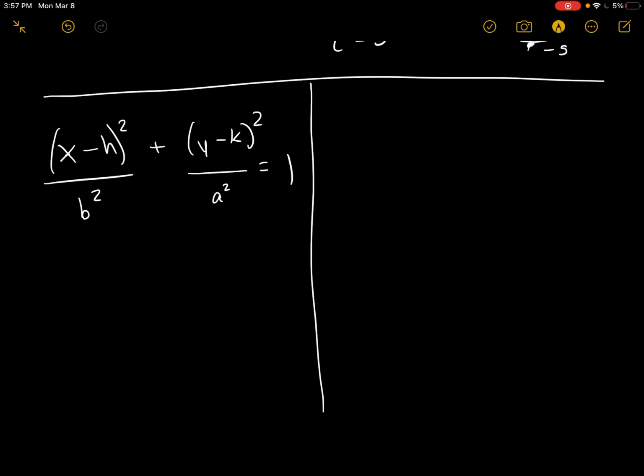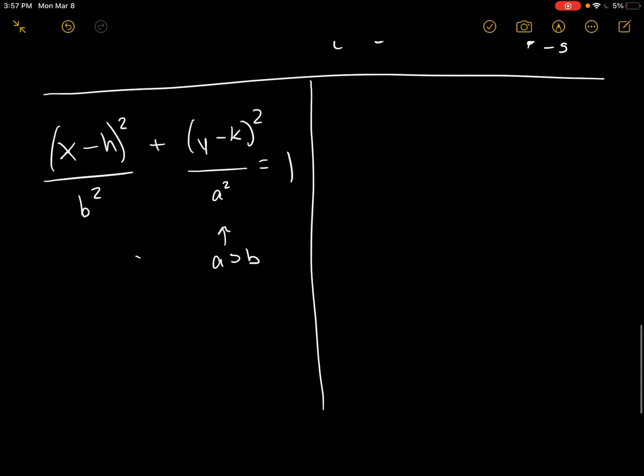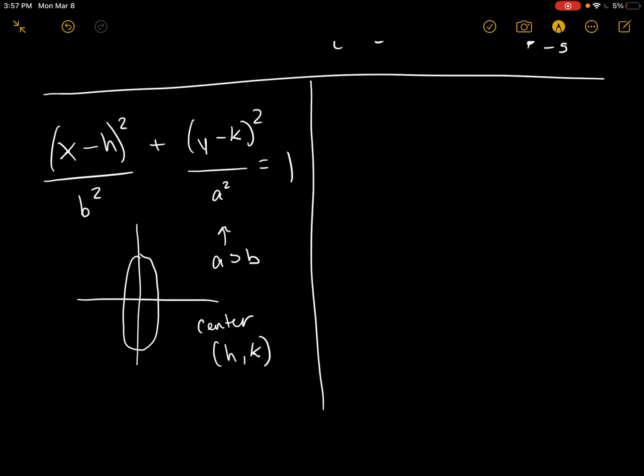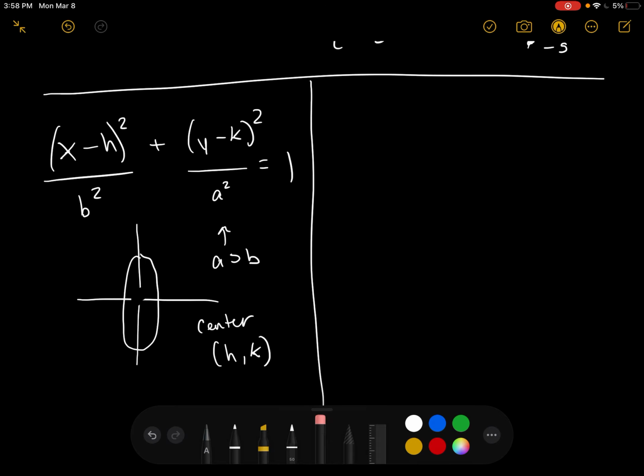The two different things that we're going to see here basically change what happens on the bottom. If we have our y term with the a on the bottom, remember that a is greater than b, that's going to mean this is an ellipse that is skinny and goes up and down. So that's going to be an example like this on the graph, except again, our center now is going to be at h comma k. Whatever the point directly in the middle of this ellipse is, that's the center.